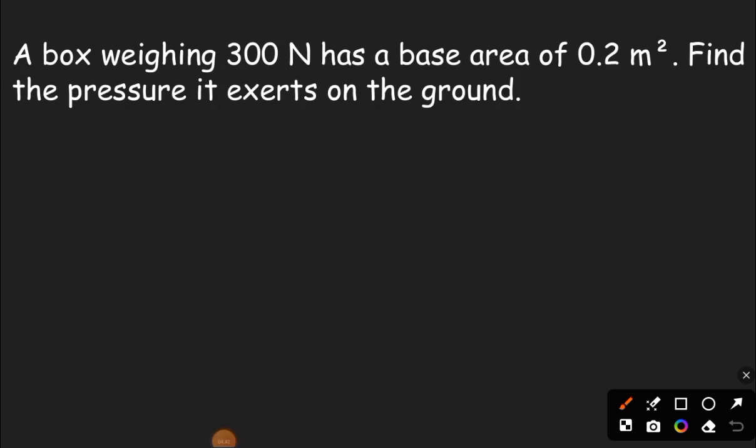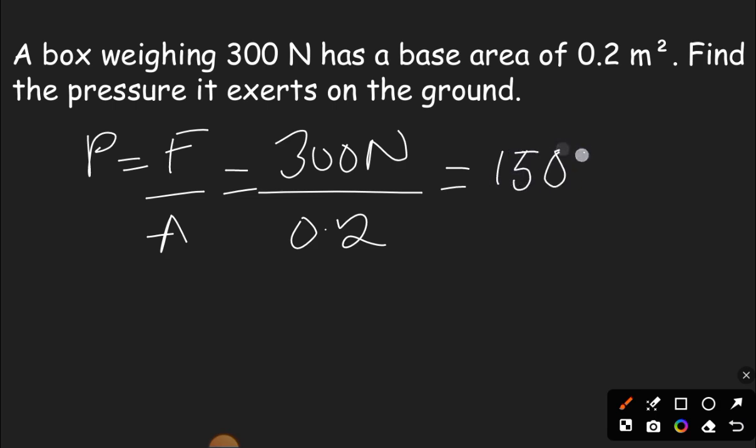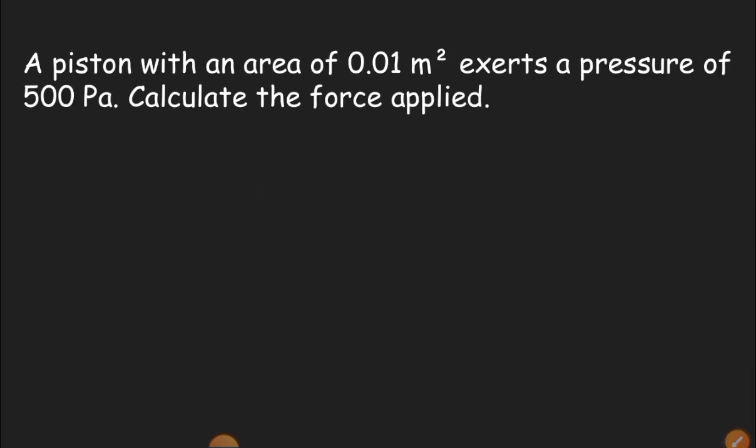A box weighing 300 Newton has a base area of 0.2 meters squared. Find the pressure it exerts on the ground. So pressure equals force over area. So the force over here is 300 Newton, and the area is 0.2. So dividing, we are going to have 1500 Pascal, or we can say Newton per meter squared. Kindly pause and try this question.